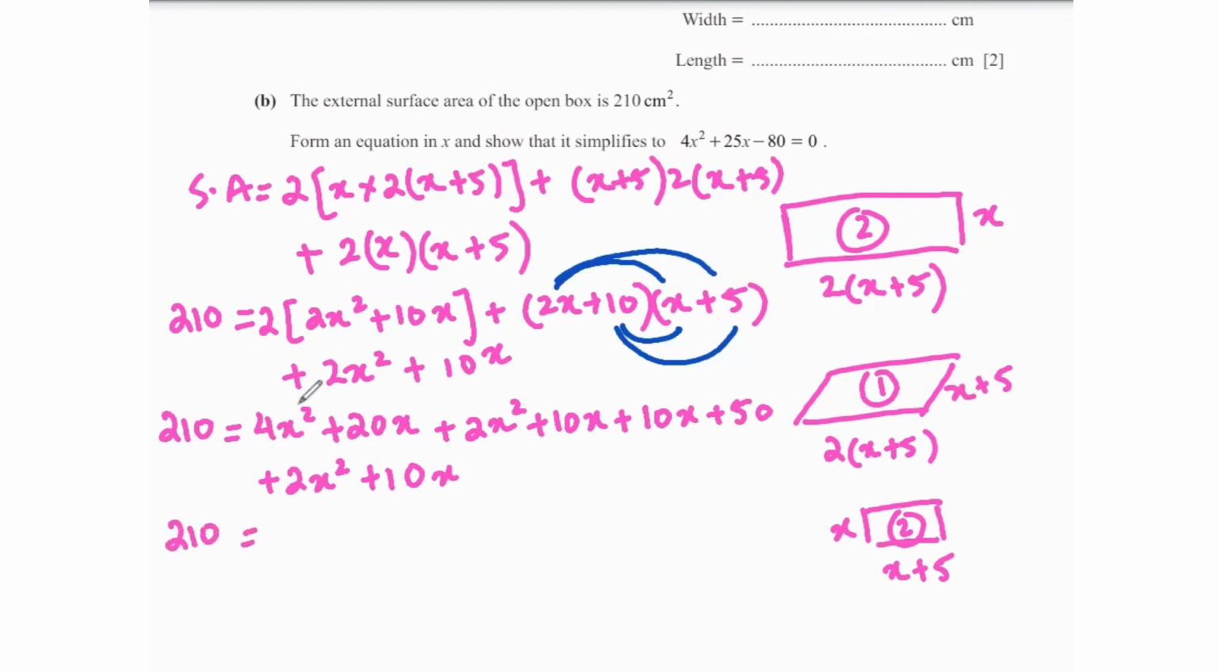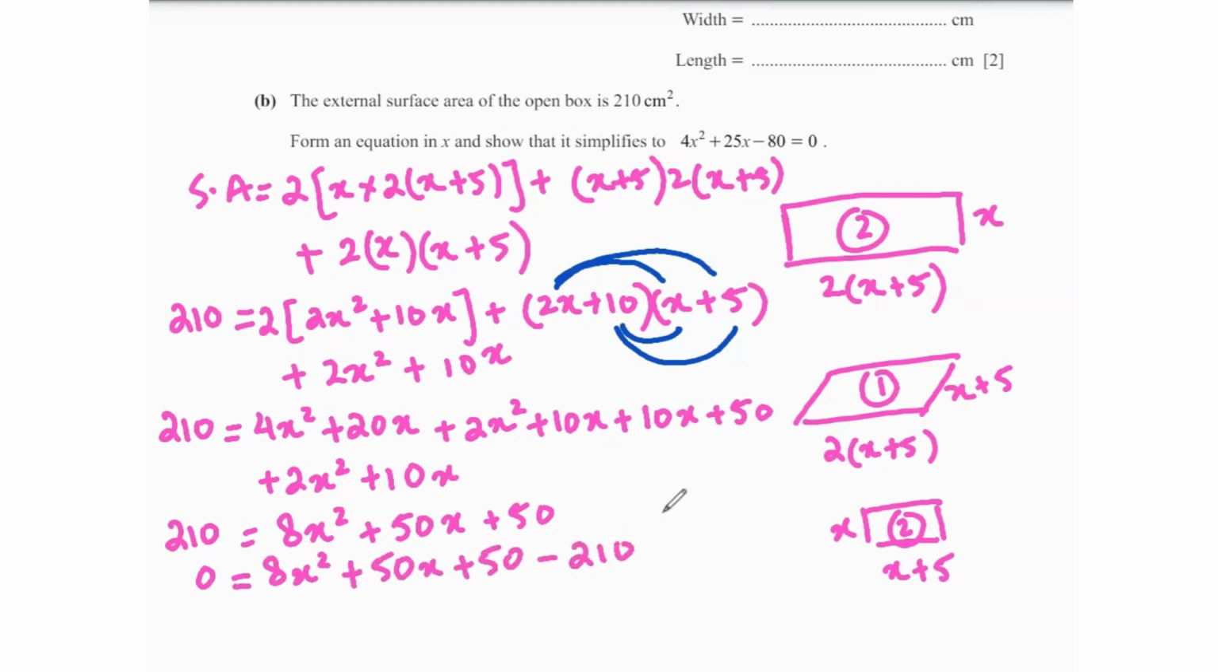So we have 4x squared plus 2x squared plus 2x squared, so that's 8x squared. 20x plus 10x is 30x, then 10x, 40x, and another 10x, then 50x. And 50 comes as it is. Now you bring the 210 to the right-hand side. So that's 8x squared plus 50x plus 50 minus 210, which will give us negative 160.